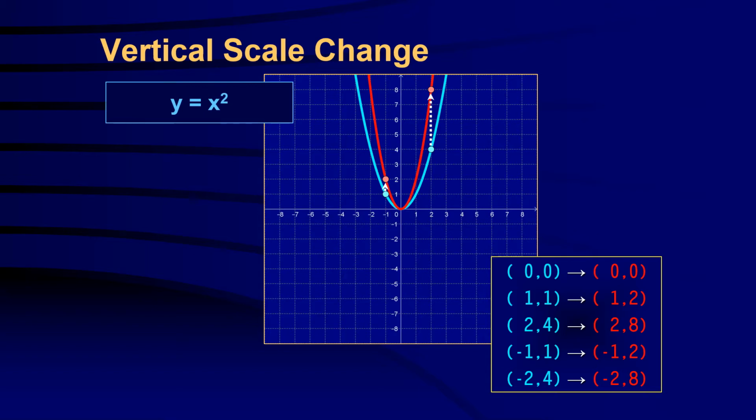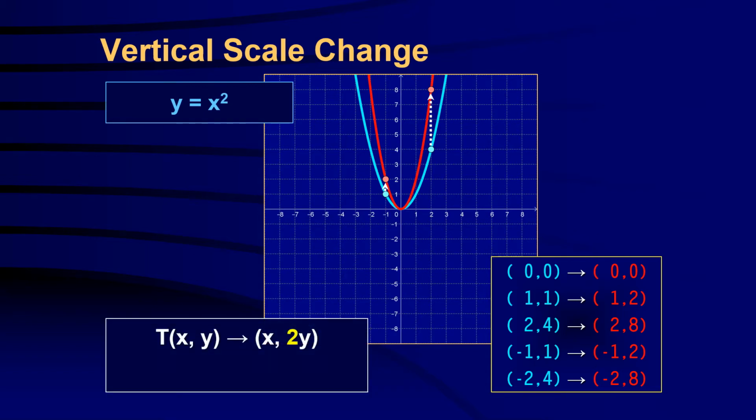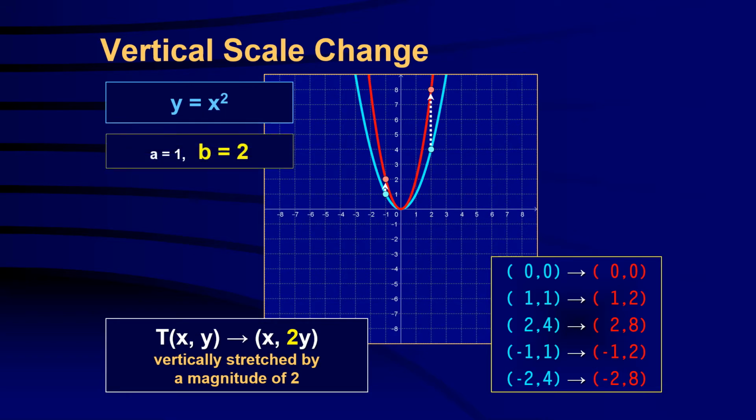This particular vertical scale change rule is where T of (x, y) is mapped to (x, 2y), which affects the graph by vertically stretching it by a magnitude of 2. Since our y's are being multiplied by 2, b will be equal to 2. As x's remain the same, a will stay 1. So when we go y divided by b, we'll go y divided by 2. Since x is being divided by 1, we're not going to worry about that and we'll leave it alone. And when we multiply both sides by 2, we come up with y equals 2x squared.